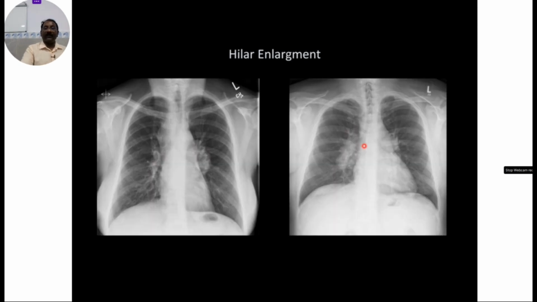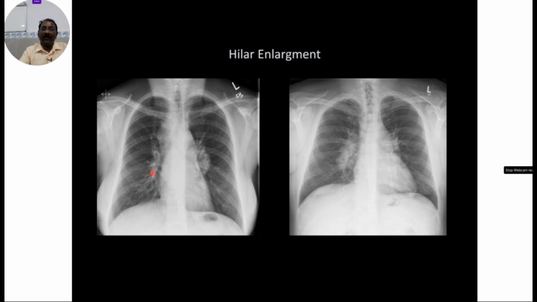So what are the causes for these hilar enlargements? It could be infections, malignancies and others. Malignancies: your bronchogenic carcinoma, lymphomas or secondaries. Infections, whether tuberculosis or histoplasmosis, some viral. Others, most important is sarcoidosis, silicosis, pulmonary arterial hypertension, etc.